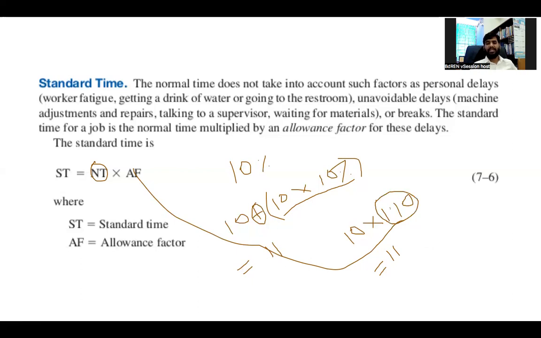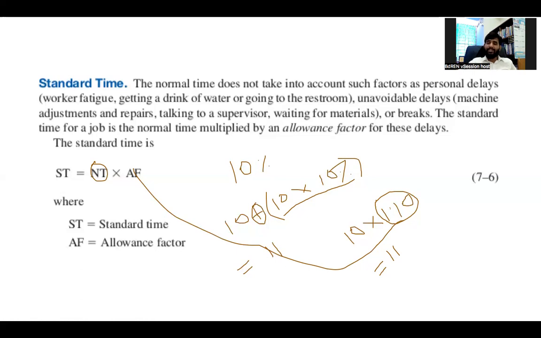Allowance factor. Either you can use plus or you can use multiplication. Here it uses multiplication. If the allowance is 10%, that means 10% of the time the workers are going to the washroom, the materials are delayed, or the machine is broken down. That 10% will be added to the standard time. Then what you will get is the normal time. Are you with me? This is how you can calculate the standard time.